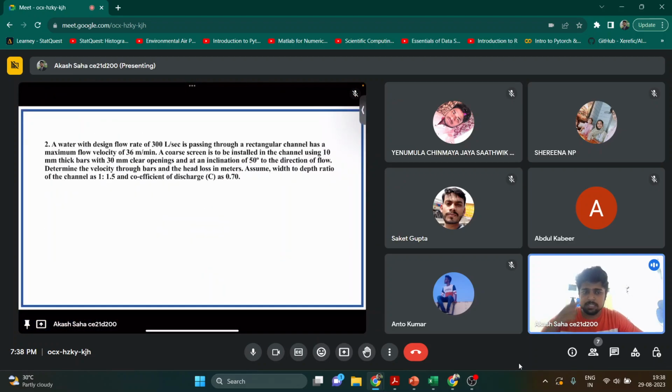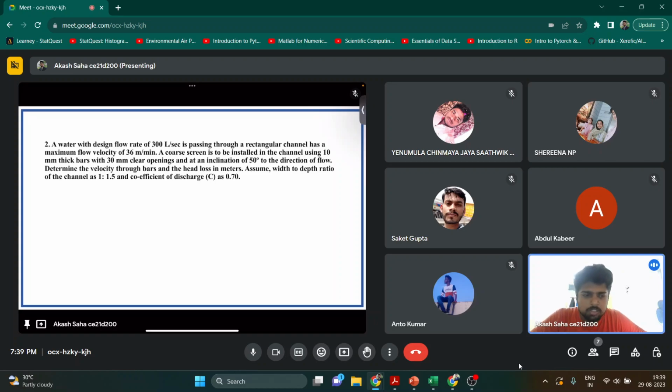So this is the next problem. Again, it's a problem related to screen chambers. A water with a design flow rate of 300 liter per second is passing through a rectangular channel, has a maximum flow velocity of 36 meter per minute. A coarse screen is to be installed in the channel using 10 mm thick bars with 30 mm clear openings and at an inclination of 50° to the direction of flow. Determine the velocity through bars and head loss in meters.